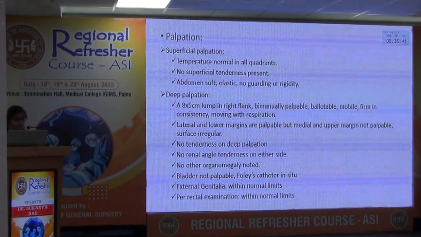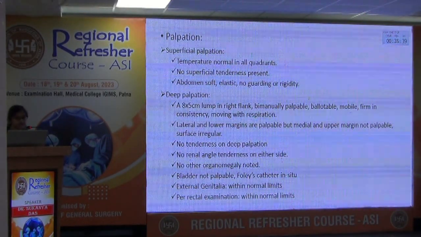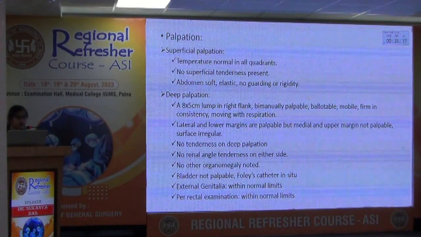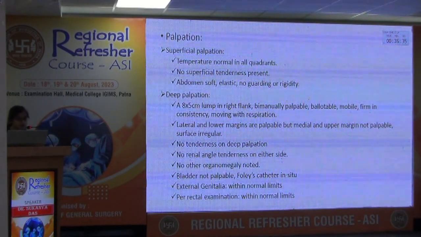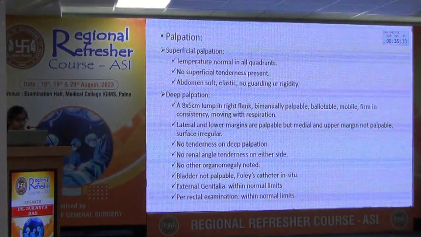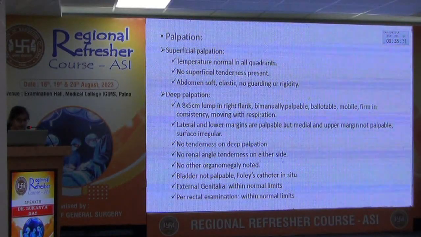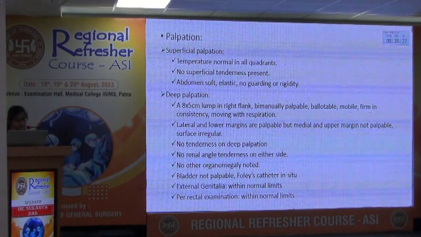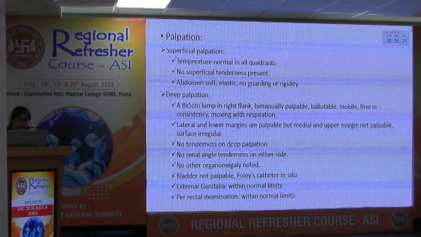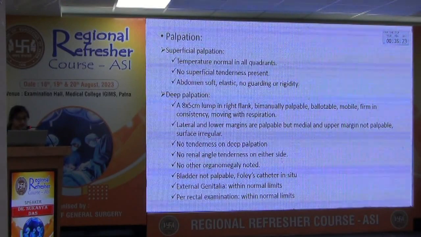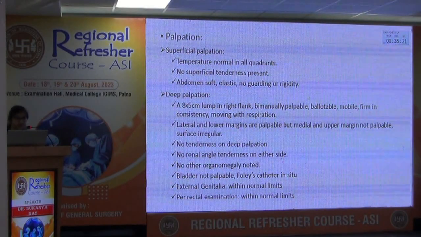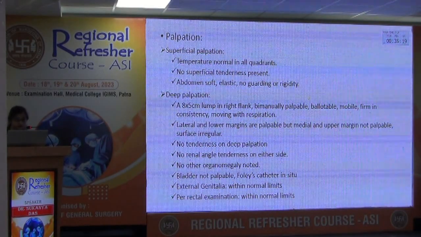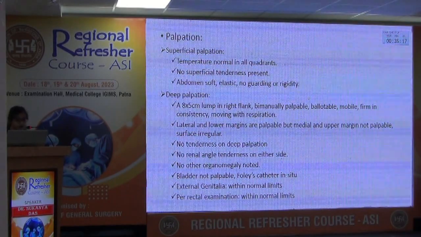In palpation, temperature was normal in all quadrants, no superficial tenderness elicited, abdomen was soft, elastic with no guarding or rigidity. On deep palpation, an 8.5 centimeter lump was palpated in the right flank, which was bimanually palpable, mobile, firm in consistency, and moving with respiration. The lateral and the lower margins were palpable, but the medial and upper margins were not well palpable.